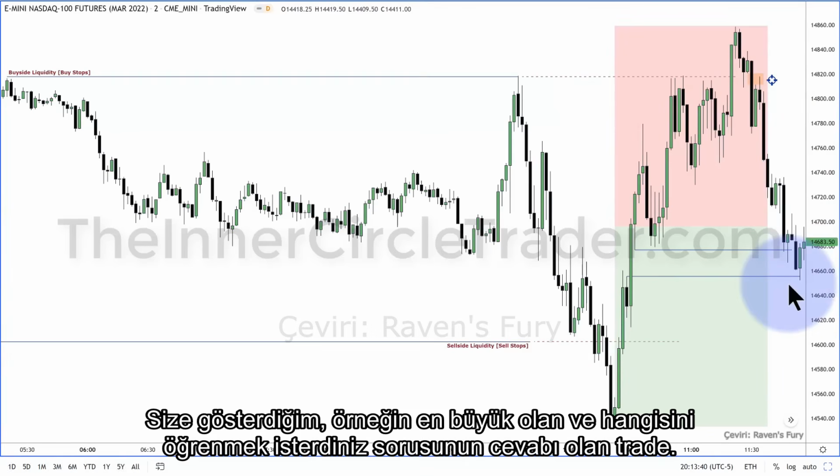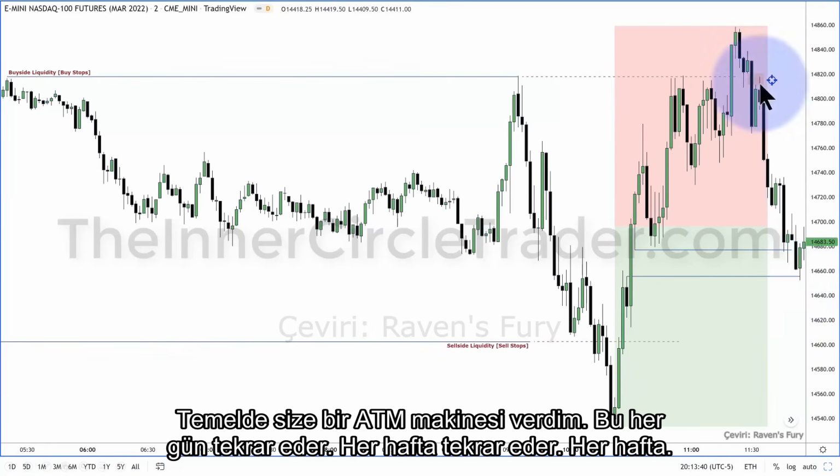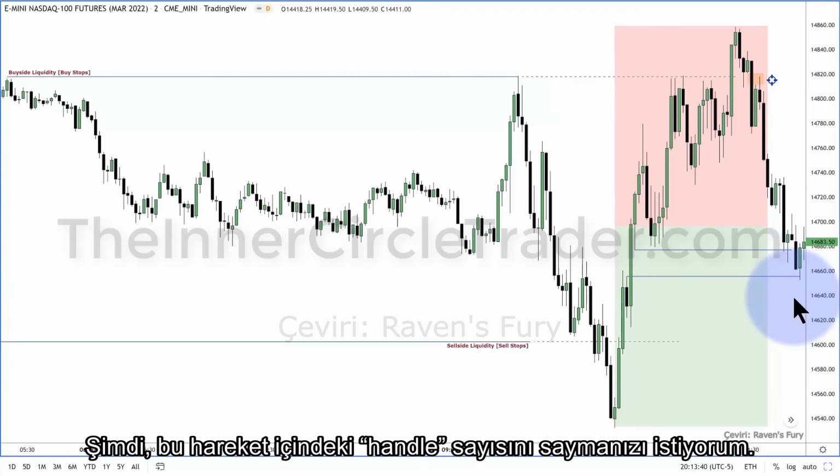The very trade that I showed you that was the largest one in the example of saying which one would you rather learn how to do. I basically just handed you an ATM machine, okay? This repeats every single week. Every single week. Now, I want you to count the number of the handles in this move.